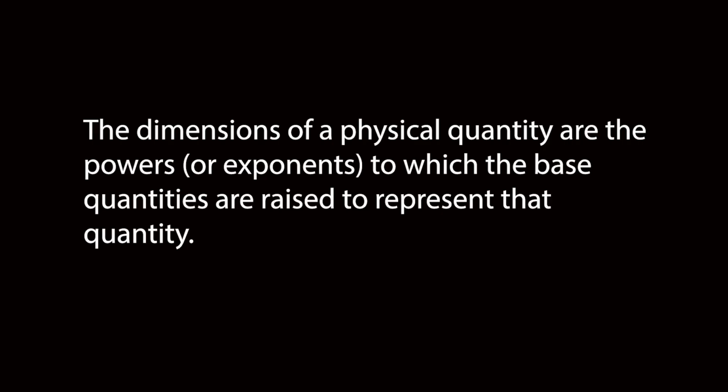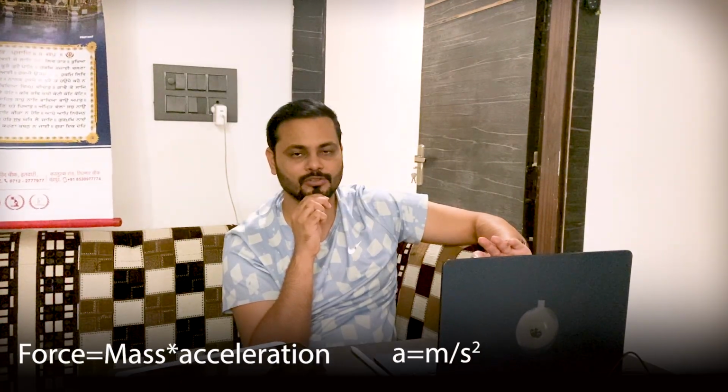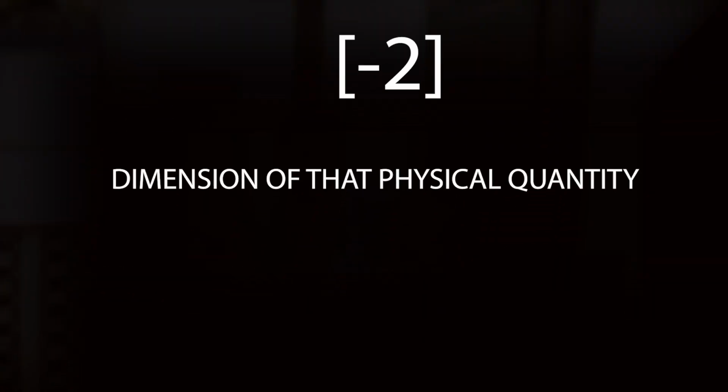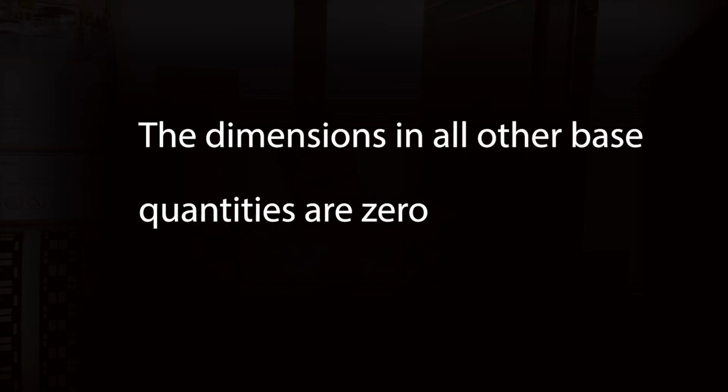Dimensions of physical quantities are the powers or exponents to which the base quantities are raised to represent that quantity. For example, force is mass into acceleration, and what is acceleration? It is meters per second square. So there is a square of second in its dimensional formula, so it will be MLT⁻². So what is minus 2? It is the dimension of that physical quantity in this dimensional formula. Dimensions of force are MLT to the power minus 2. The force has one dimension in mass, one dimension in length, and minus 2 dimensions in time. The dimensions in all other base quantities are 0.